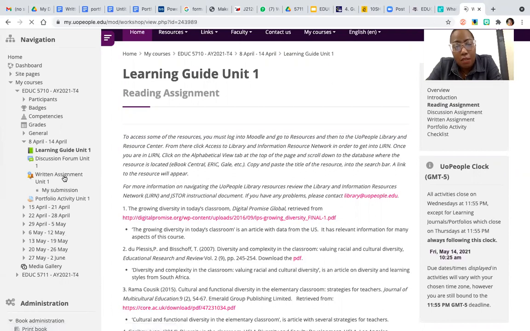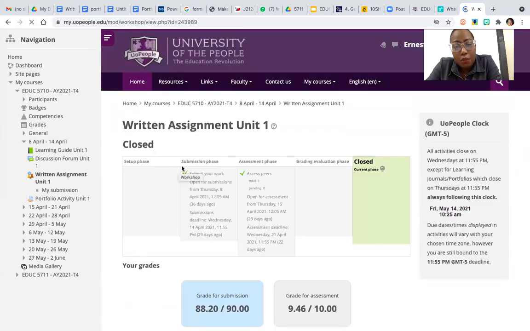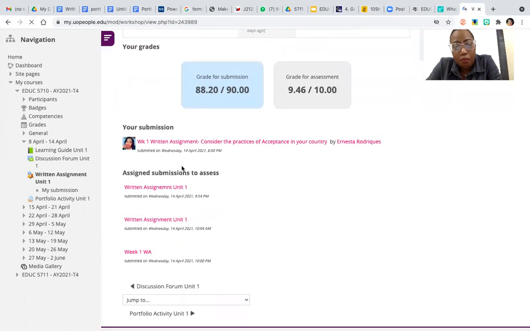Okay, and then there was a written assignment. So the written assignment for week 1 is graded out of 90. Your peers grade your assignment. So every week after you turn in an assignment, you are given 3 of your peers in your classroom to grade. You have to grade their papers.